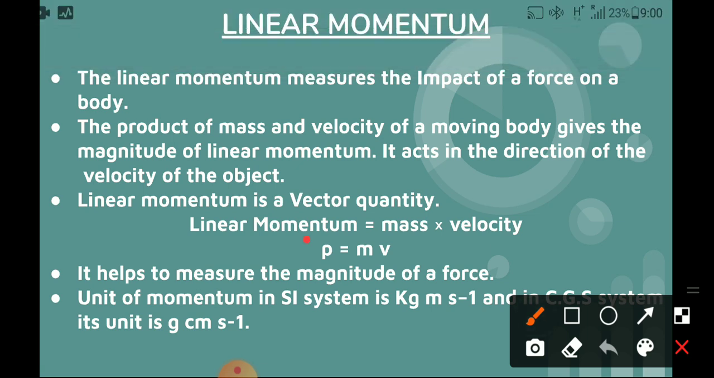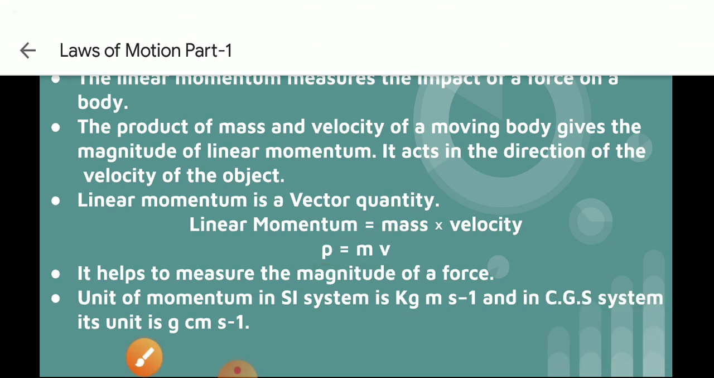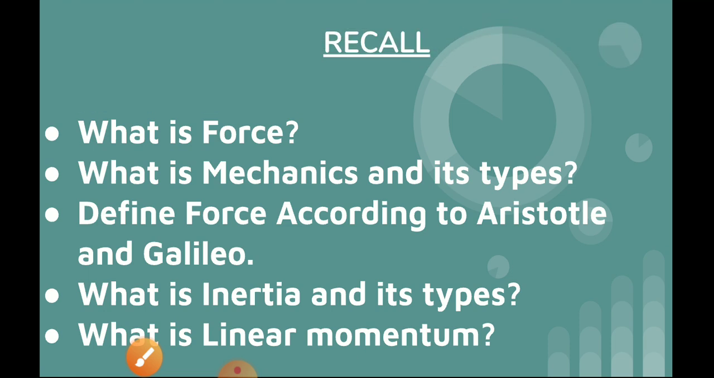The first thing is linear momentum: P is equal to m into v. Then units: the SI unit is kilogram meter per second and the CGS unit is gram centimeter per second. These are the few topics we have discussed today. Let's recall what is force, pull, and push. What is mechanics and its types?